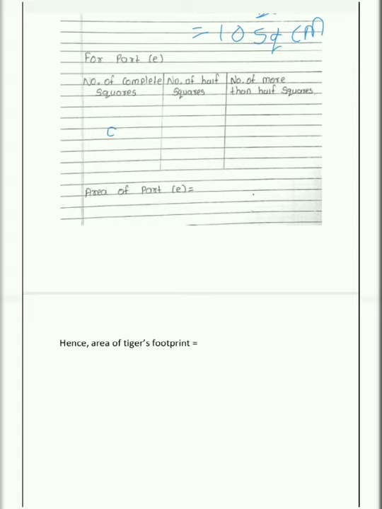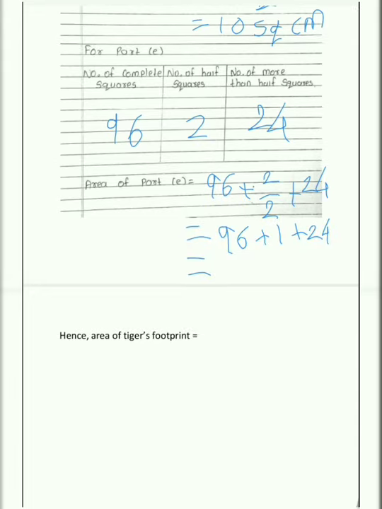The number of complete squares is 96, the number of half squares is 2 and the number of more than half squares is 24. Okay, we will count the area of part E, which is equal to 96 plus 2 upon 2, where 2 is the number of half squares, plus 24. 2 divided by 2 is equal to 1. So 96 plus 1, 97, 97 plus 24, 121 square centimeter. Clear?